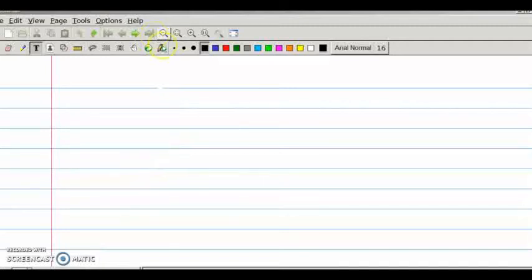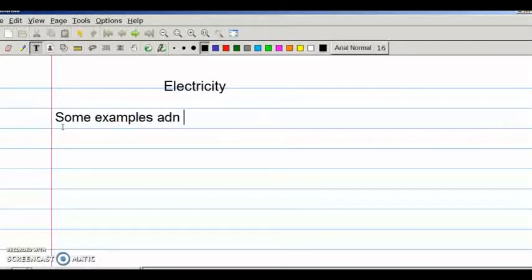So children, today let us work the examples and some of the exercise problems of our chapter, electricity. We'll talk about some examples and the exercise problems. So we now talk about the first example.